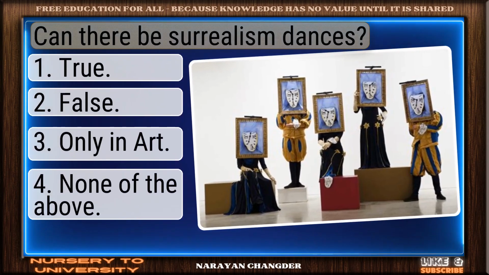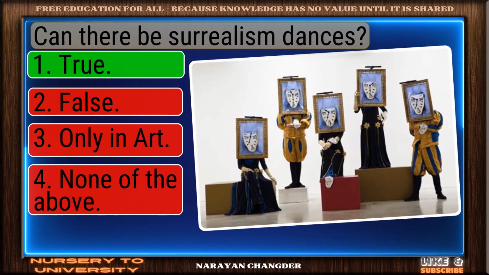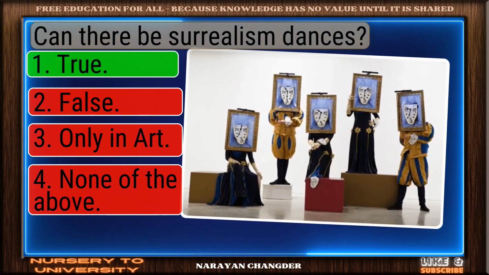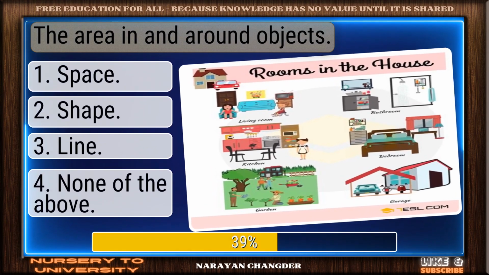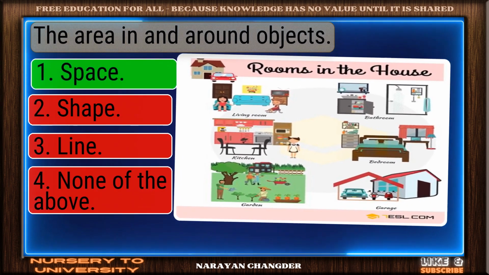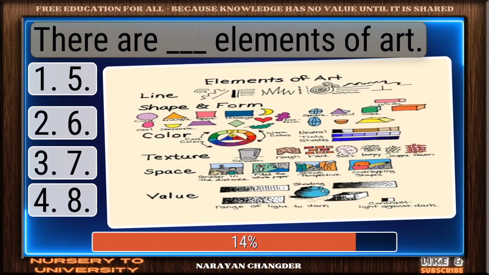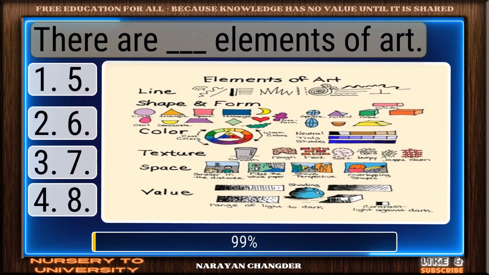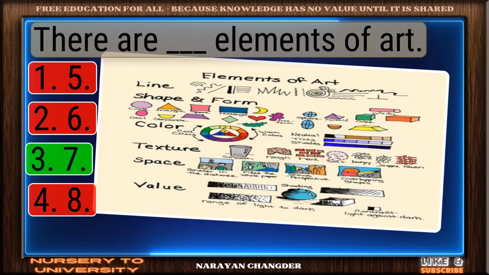Can there be surrealism dances? Correct. True is the right answer. The area in and around objects. Sharp thinking. Space is the right choice. There are dash elements of art. Exactly. 7 makes sense and it is right choice.